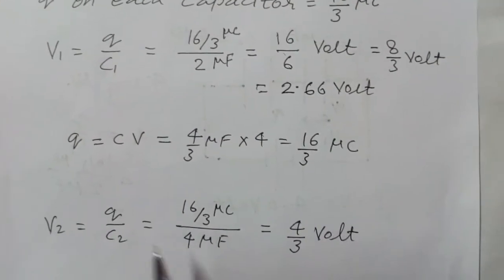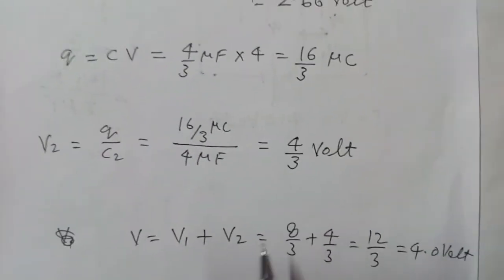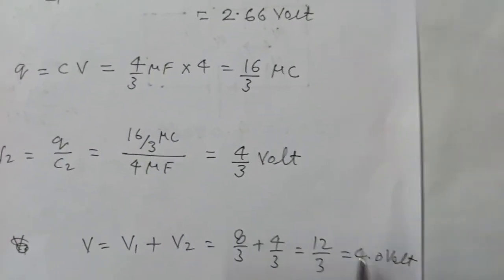V2 is equal to Q by C2, and this is 4 by 3 volt. Look, their sum is 4 volt. So our answer is correct.